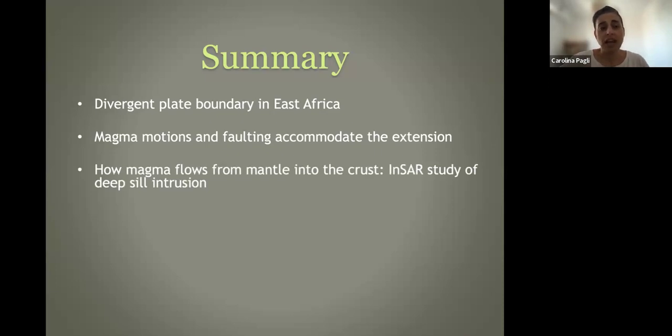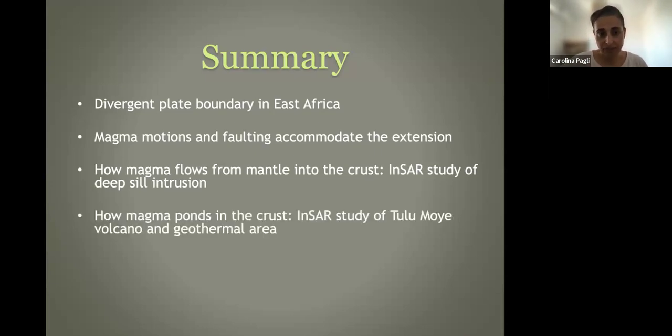So the examples that I'll present are first about how magma flows from deep in the mantle into the crust. And on this process, I'll use an example of an inter-study of deep sill intrusions in Afar. And then I'll move on to showing you what happened to the magma once it has finally migrated into the crust and it starts ponding, forming magma chambers, and therefore also causing deformation.